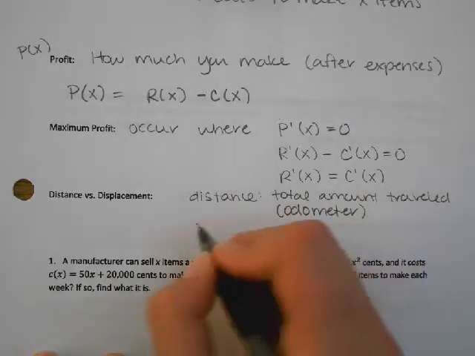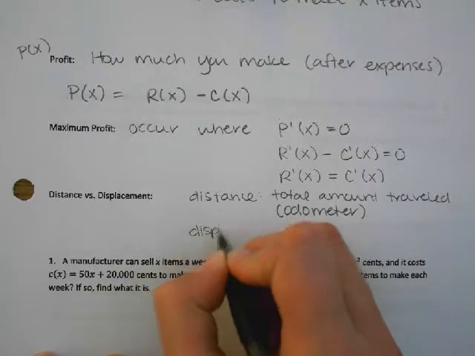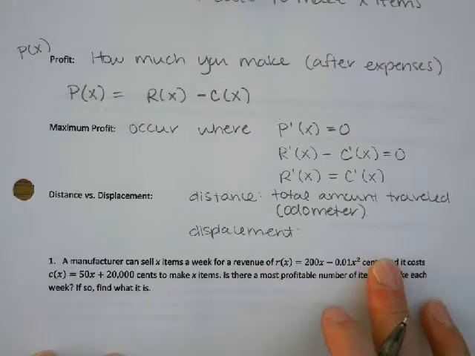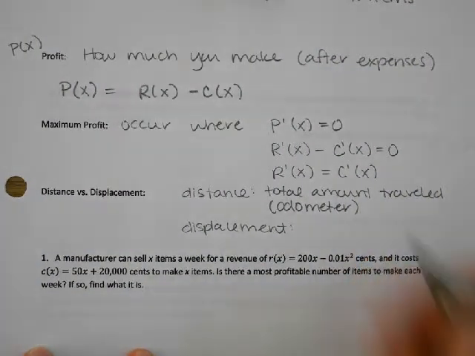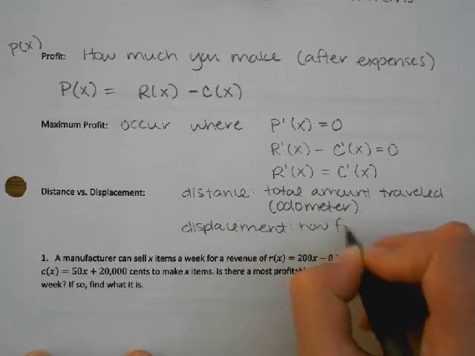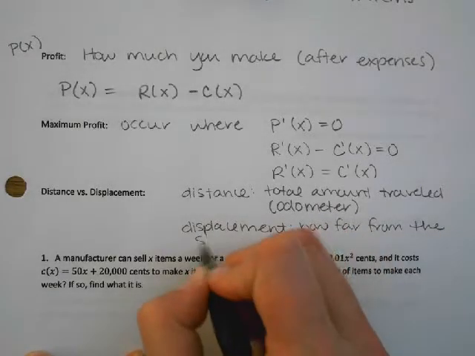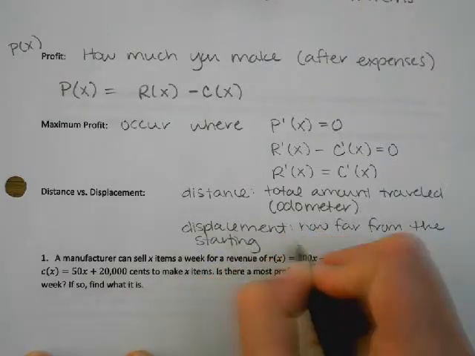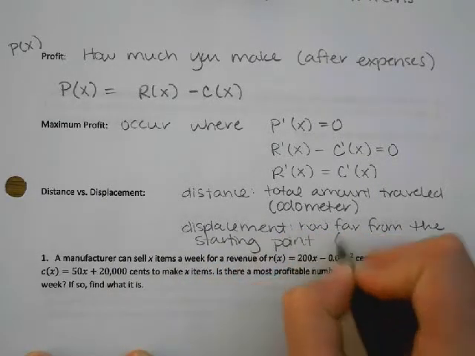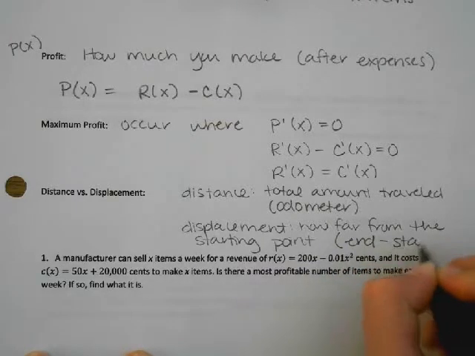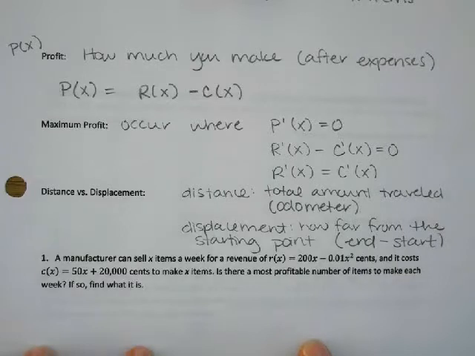And then the displacement is how far you get from the starting point. And to find the displacement, we typically do the end value minus the start value, and that tells us how far we are from the starting point. So two different things, distance versus displacement.